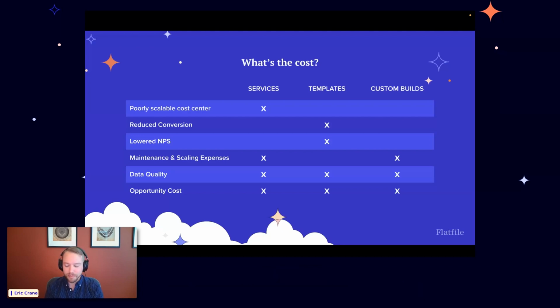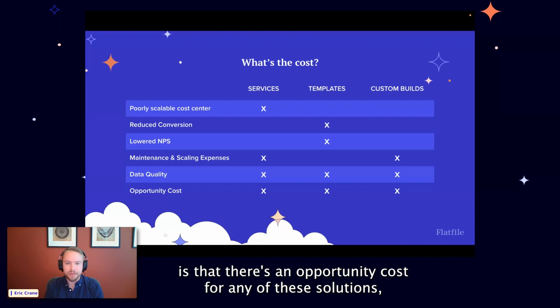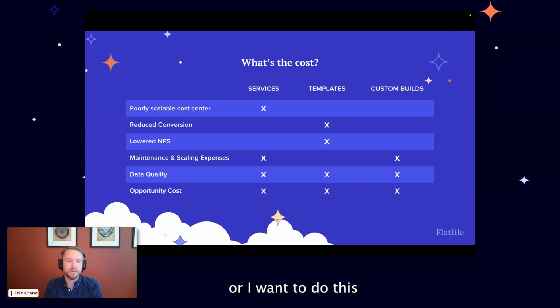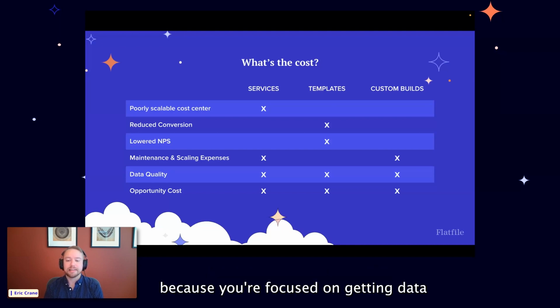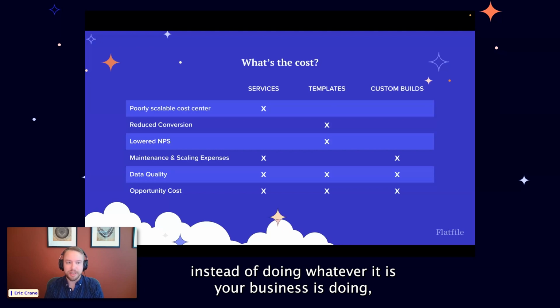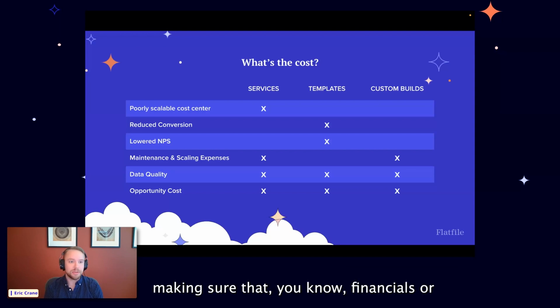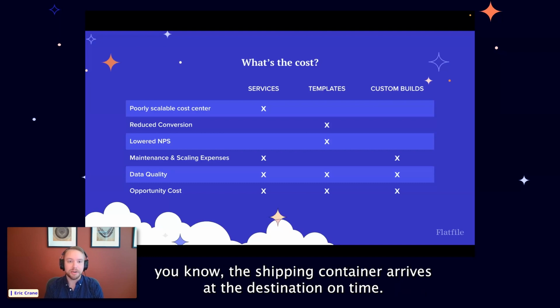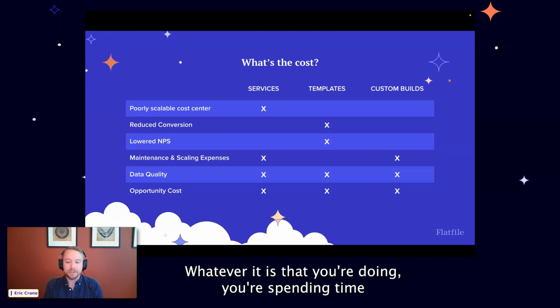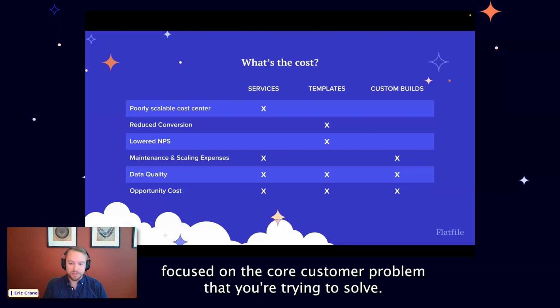And I guess the cherry on top for all of this is that there's an opportunity cost for any of these solutions, whether you're saying, hey, I want to do this with services, or I want to do this with spreadsheet templates, or I want to do this with custom builds, because you're focused on getting data instead of doing whatever it is your business is doing. Making sure that COVID tests get widely distributed, making sure that financials or the books are getting closed at the end of every month, making sure that the shipping container arrives at the destination on time. Whatever it is that you're doing, you're spending time getting your data into these systems instead of actually focusing on the core customer problem that you're trying to solve.